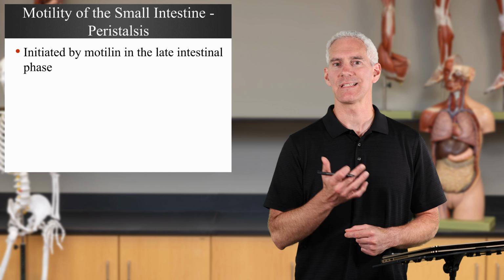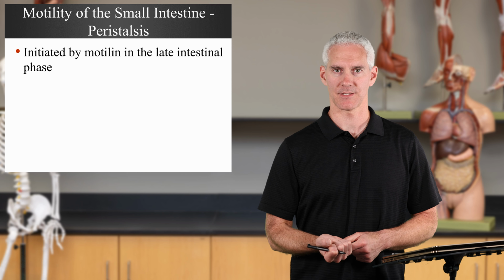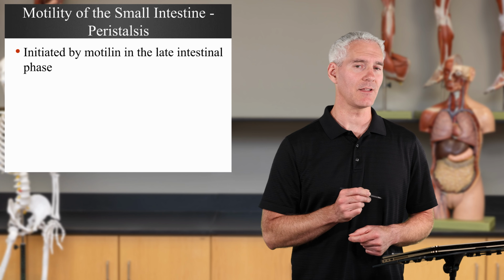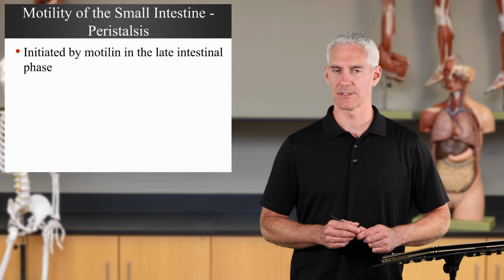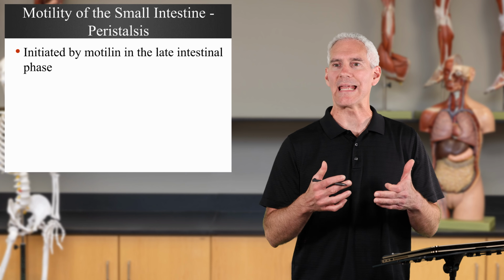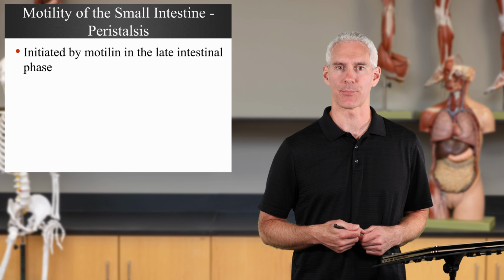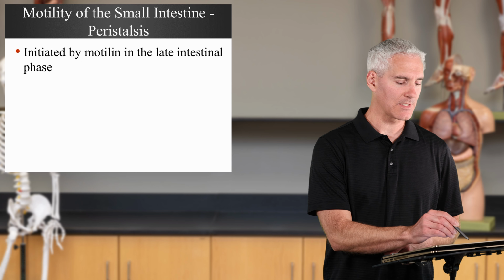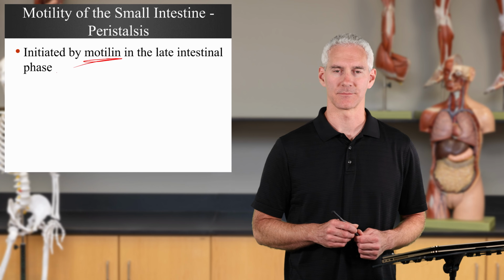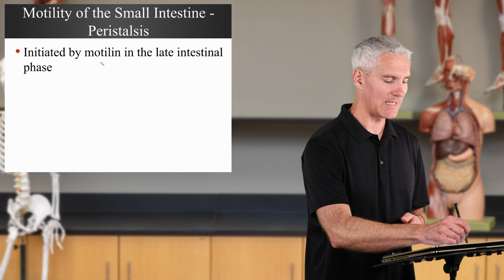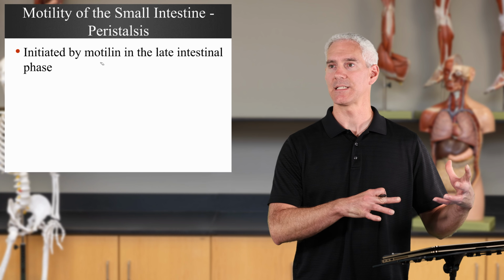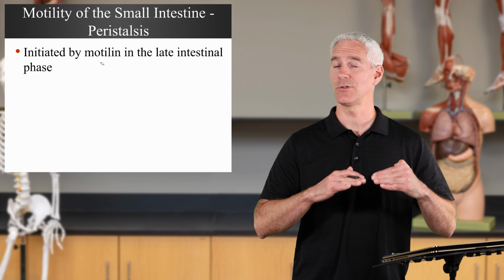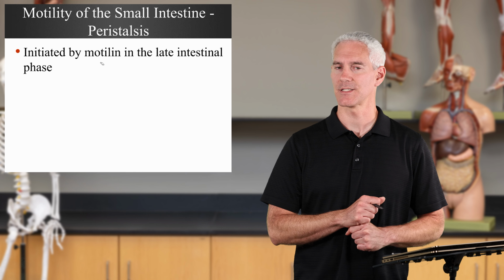But there's also this second type of movement called peristalsis. Now, peristalsis is interesting. It doesn't happen initially in the small intestines. It's only happening towards the end of the process. Now, it's going to be initiated by motility. So this is happening now in the late intestinal phase. So when that segmentation is starting to slow down, peristalsis starts to pick up.